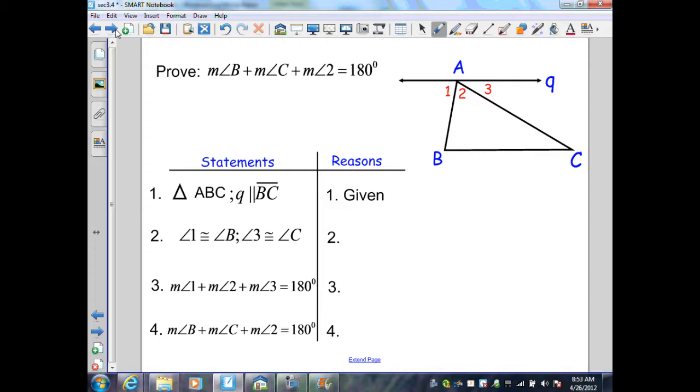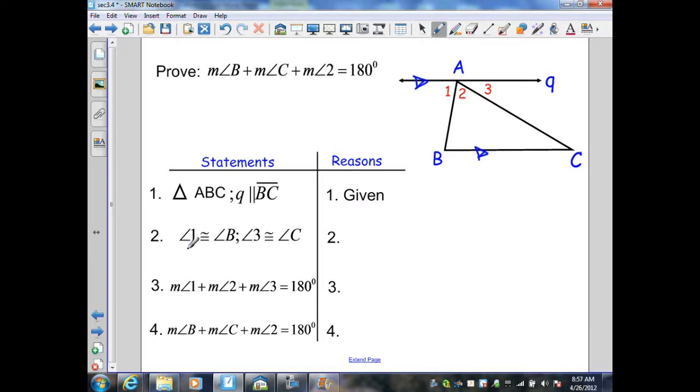Let's take a look at a proof of that theorem. So I want to prove that the measure of angle B plus the measure of angle C plus the measure of angle 2 in our diagram equals 180 degrees. My given information is that I have triangle ABC. I have that in my diagram. And that Q is parallel to segment BC. So I can denote that in my diagram. That is my given information.